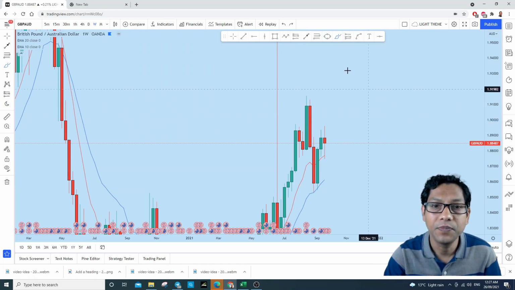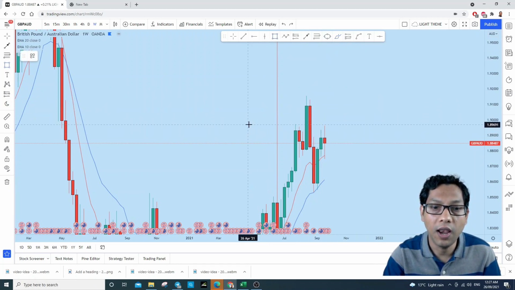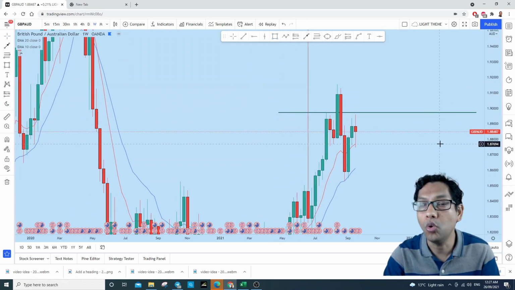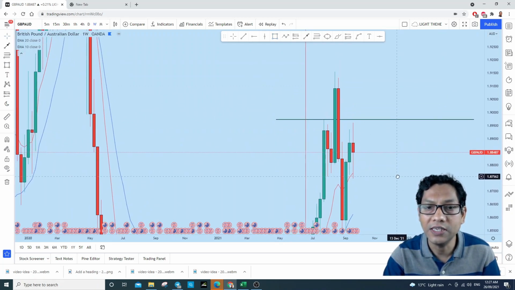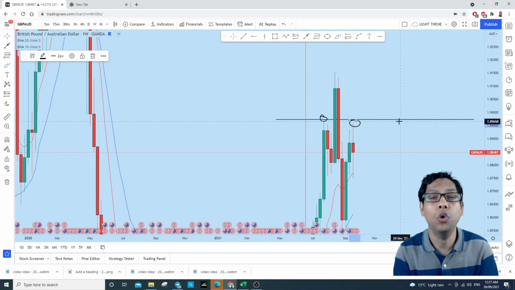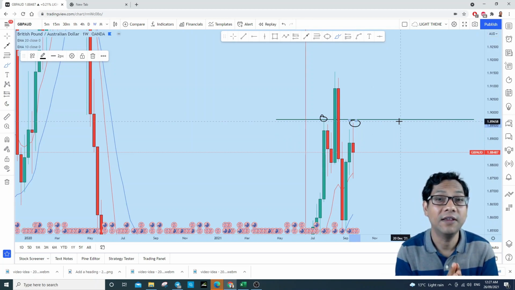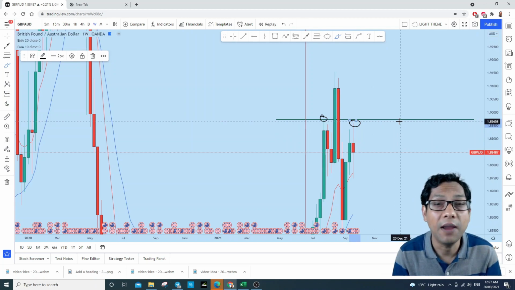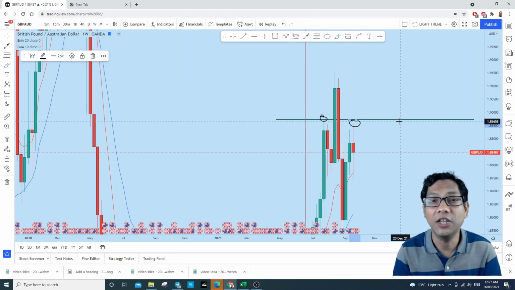At the same time, if you draw a line on the shoulders, you can find an important clue. Look at this. This is the left shoulder and this is the right shoulder. The right shoulder is lower than the left shoulder. This is a very, very important high probability head and shoulder pattern.